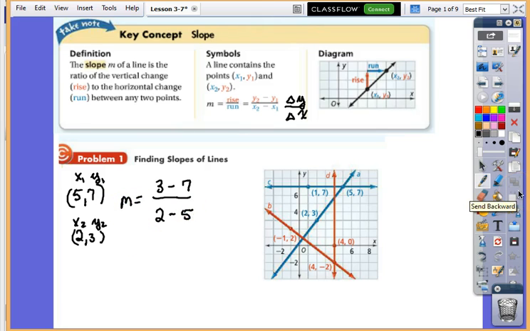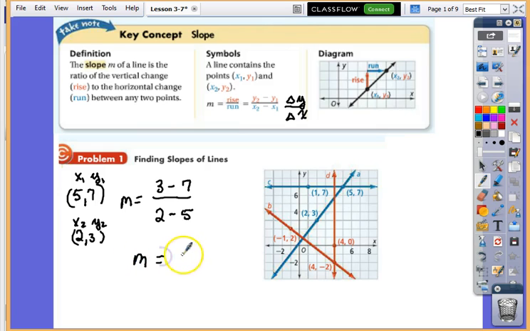Slope is represented by the letter m. And the reason they use the letter m is because the Greek word for slope started with an m. I'm just kidding. I don't know if that's true or not, but it sounded pretty cool, so we'll just go with that. M represents slope. Anytime you see m in an equation, that's talking about slope.